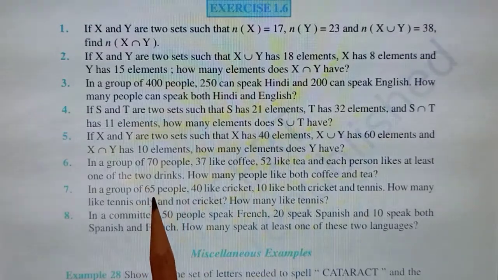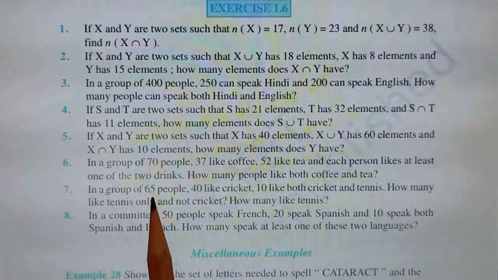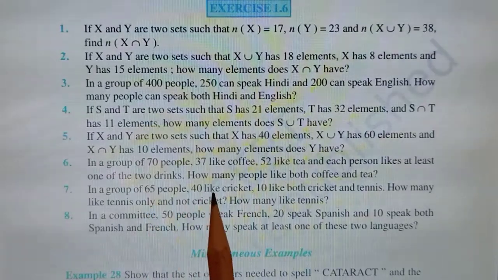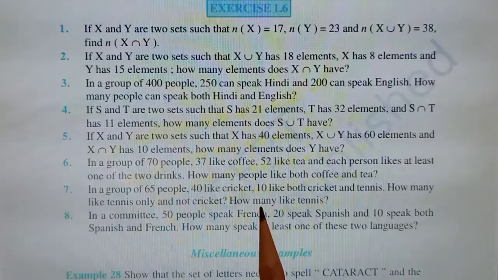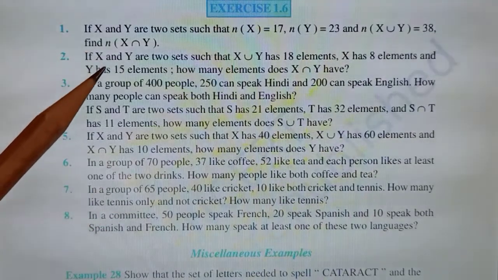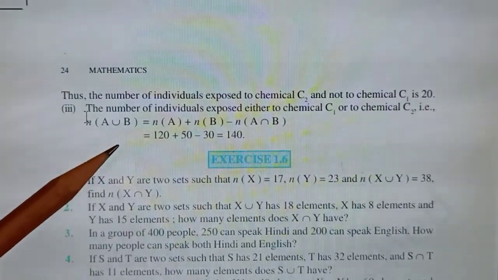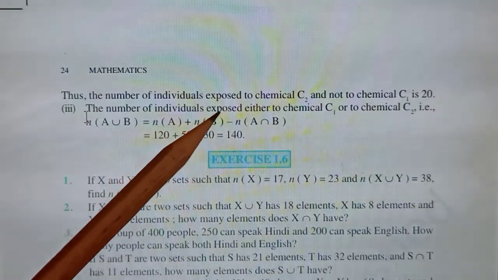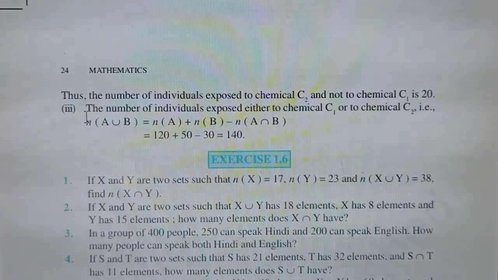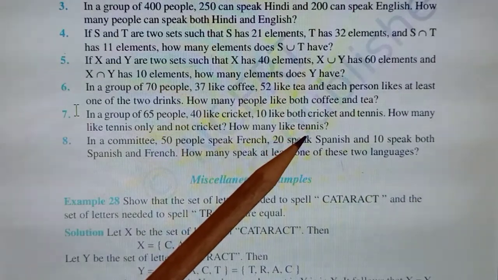Okay, so we know cardinal number of C union T, which is 65. Cardinal number of C is 40. Cardinal number of intersection of C and T is 10. So how many like tennis? So you go back to this formula here, yes, this formula I was saying. So here C has come, here T has come, and you know this, this, and this, and you have to find one unknown. So by change of subject you will easily get your value for cardinal number of T. So cardinal number of T will come out.